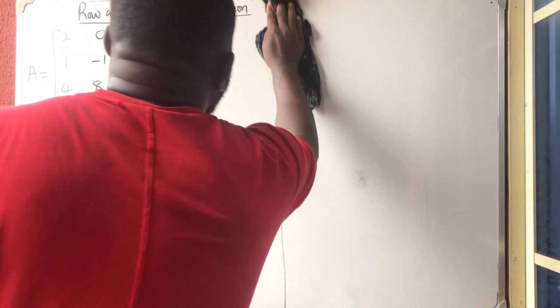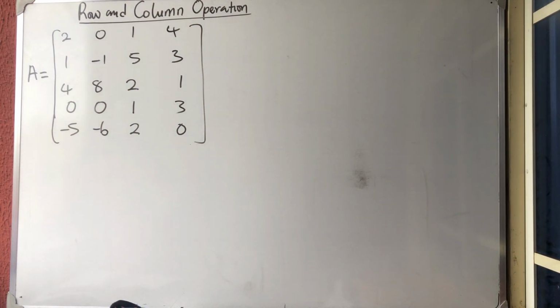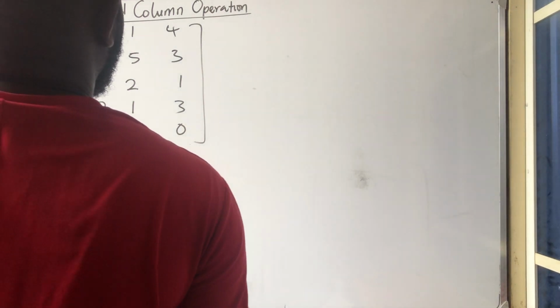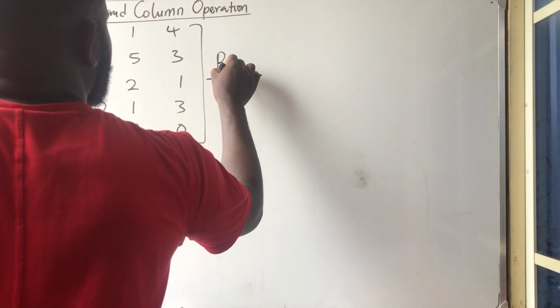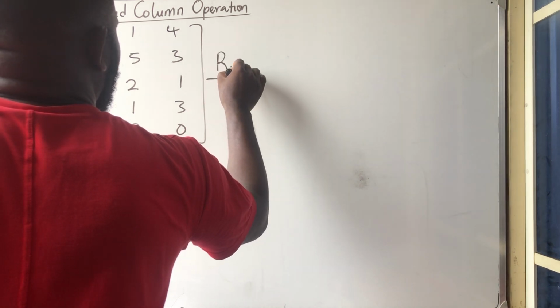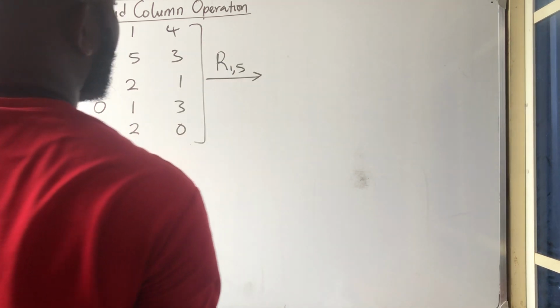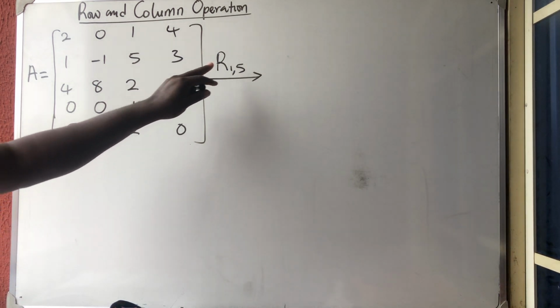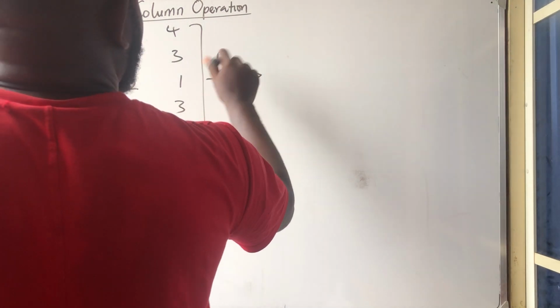Now, in row or column operation, we have three major types of operation. The first one is something like this. If you see something like arrow 1 comma 5, without any other thing, it means swap the rows 1 and 5. That's all. Carry row 1, put it in 5. Carry row 5, put it in 1.